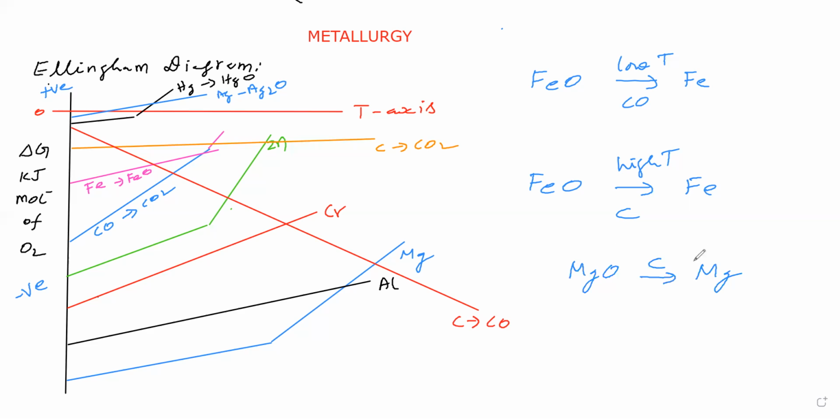But what is the drawback? This magnesium will combine with carbon to give magnesium propionide, Mg2C3. What is the formula for magnesium propionide? The formula is this one.